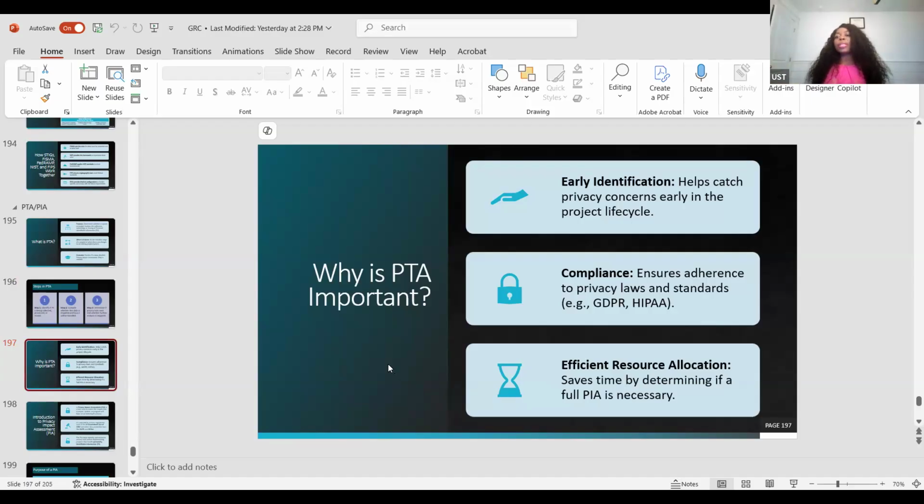So this really helps because at the initial phase, you have to determine if the system collects a lot of PII. And we know what it means if you are not in adherence with some of these regulatory authorities.